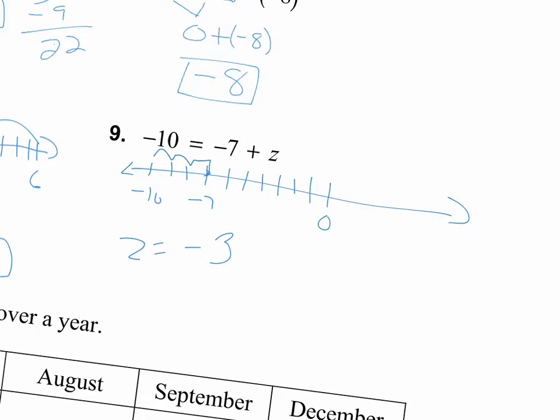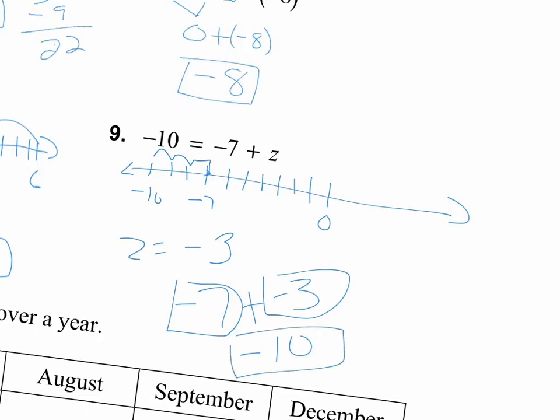Okay, and then we go ahead and check it, so negative 7 plus a negative 3. Same signs we combine, so 7 plus 3 is 10, and I get a negative 10 as my answer, which is what I was supposed to get on this.